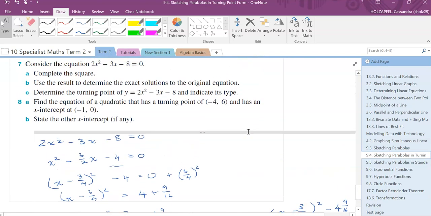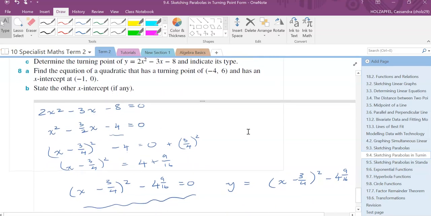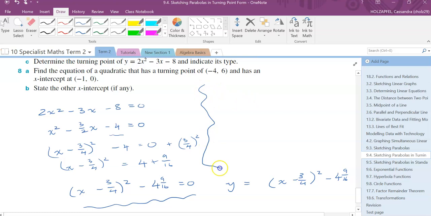Okay, question 8. Question 8 is all about finding the equation of a quadratic that has a turning point of -4, 6 and has an x-intercept at -1, 0, and then stating the other x-intercept, if any. I'll just leave the rest of that stuff on screen and pop this here because this won't take me long.